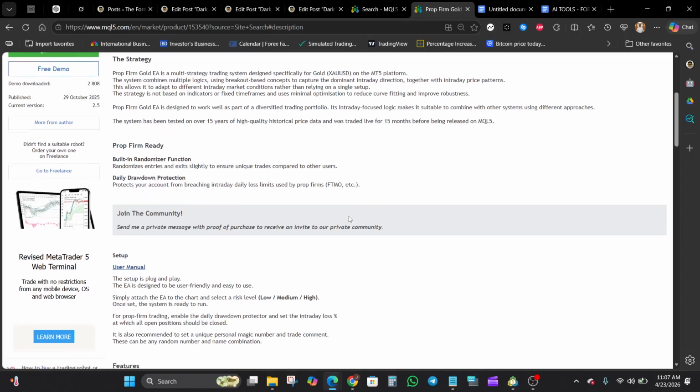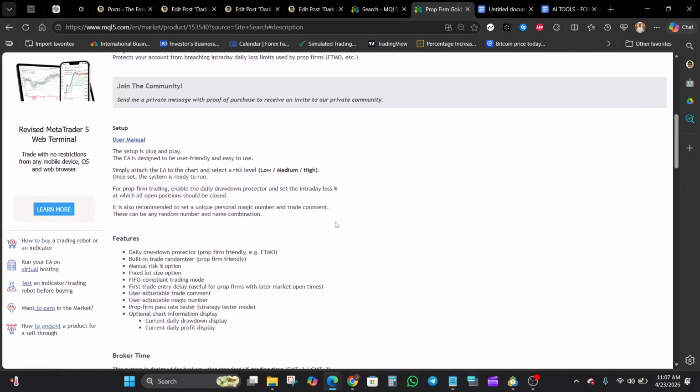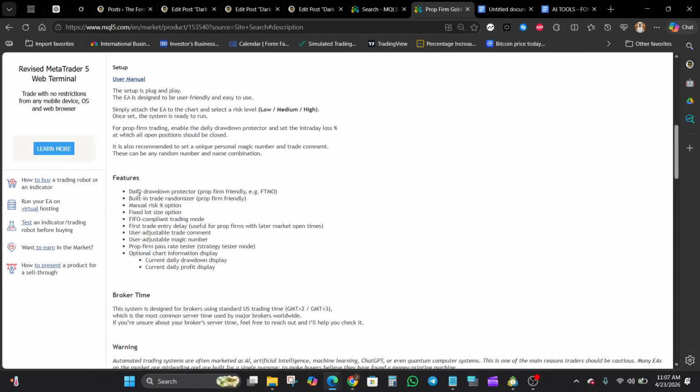Now, one of the standout features here is the daily drawdown protector. This is extremely important for prop firm trading because most prop firms have strict daily loss limits. What this EA does is automatically close all trades if a certain drawdown threshold is hit, preventing you from violating those rules. And that's not just a convenience feature, it's actually critical for surviving in prop firm environments.